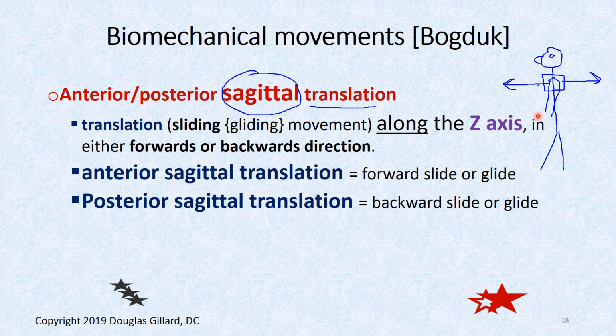So that's all it is, an anterior sagittal translation. And we know what's the axis that comes straight forward. That's the z-axis. So an anterior sagittal translation is a sliding straight forward of the vertebrae, or a posterior sagittal translation is a posterior sliding of the vertebrae. And that's got to be along the z-axis. Everybody see how that works? And again, sometimes you call it sliding, some authors call it gliding. But okay, we got that.